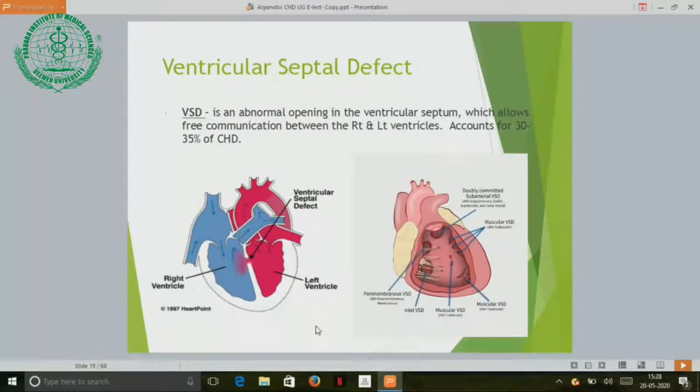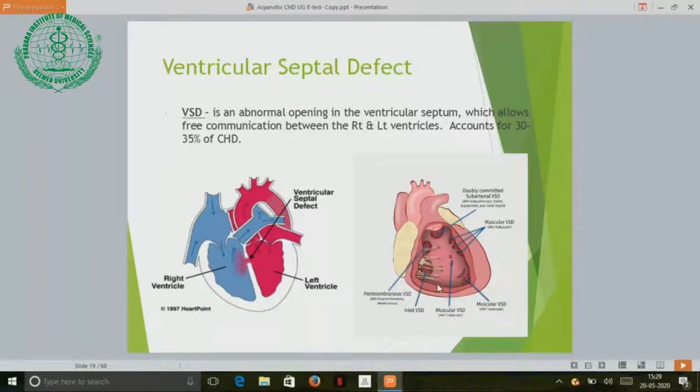Now we are discussing ventricular septal defect. This is the commonest congenital heart defect. It is seen in almost 30 to 35% of all congenital heart defects. It is a defect in the interventricular septum. You can see this is the interventricular septum. This is the right ventricle, this is the left ventricle, and this is the VSD, which is located exactly at the middle. This is a mid muscular VSD.